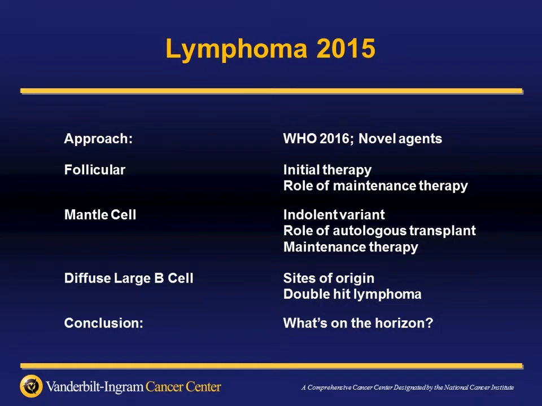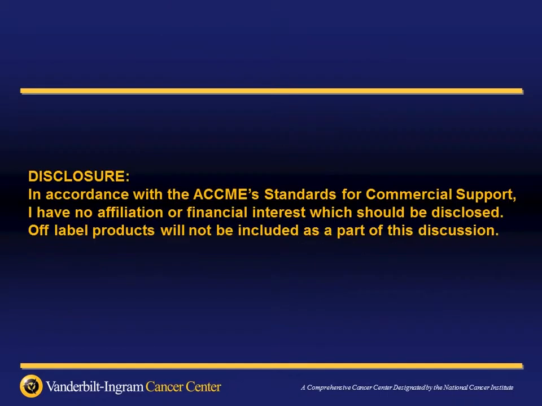And diffuse large B-cell lymphoma, we'll look at sites of origin, such as the mediastinum or the leg, skin, and double hit lymphoma, which is an emerging problem that we are now recognizing. And then conclude what's on the horizon in regards to lymphomas.